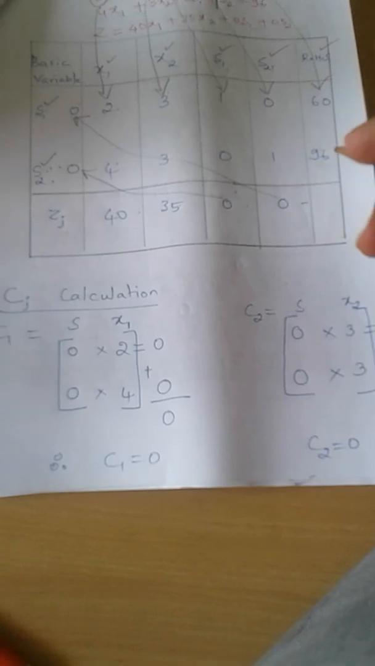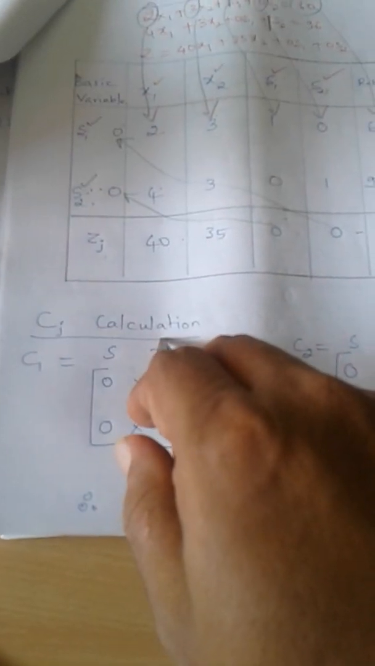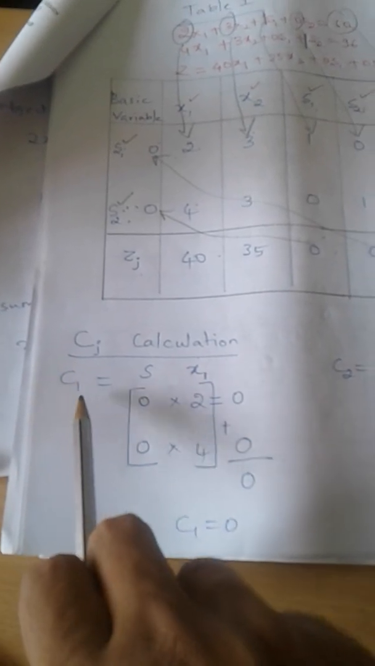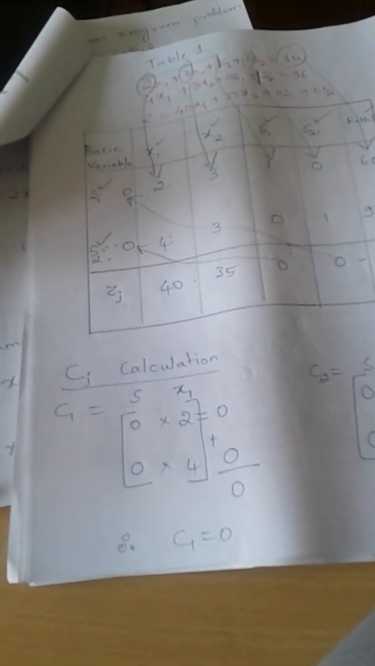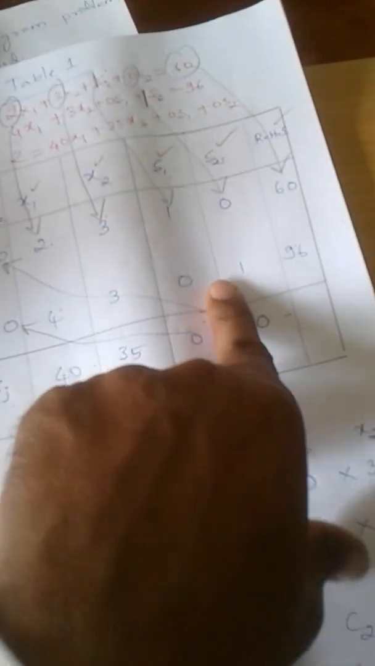Now how to go ahead. Now we are calculating the cj values. There is one notation called cj. Cj is nothing but the gross profit. We will see what gross profit is once this calculation is done, what cj stands for, and so on. We will see how to interpret this particular table as we go ahead.